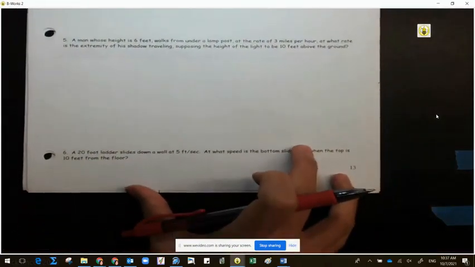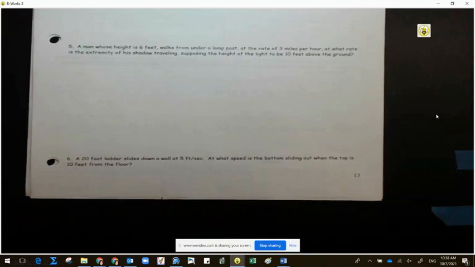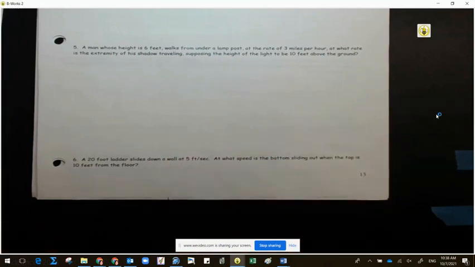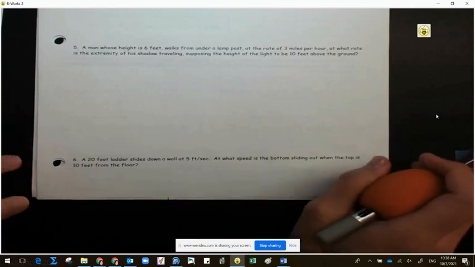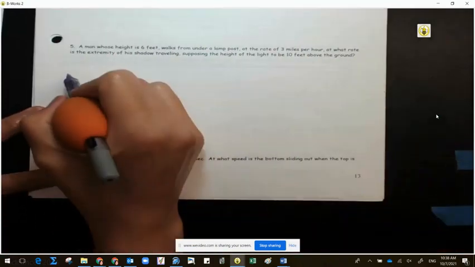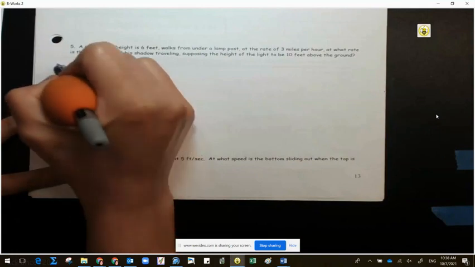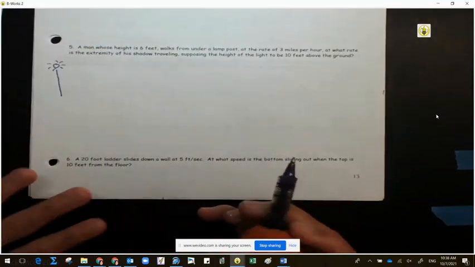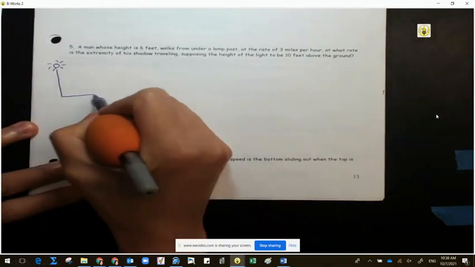All right, Cody, let's read number 5, please. A man whose height is 6 feet walks from under a lamppost at the rate of 3 miles per hour. At what rate is the extremity of the shadow traveling, supposing the height of the light to be 10 feet above the ground? So he is next to what? A lamppost. How you draw this doesn't matter. You don't have to be creative like mine. It's not that pretty though.